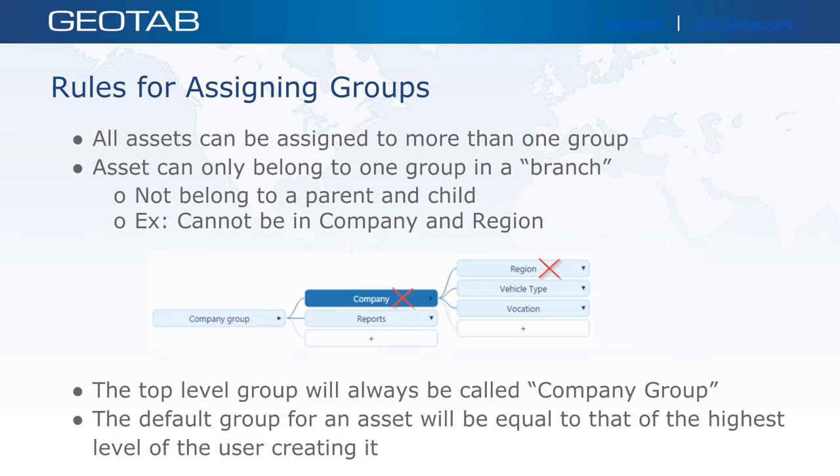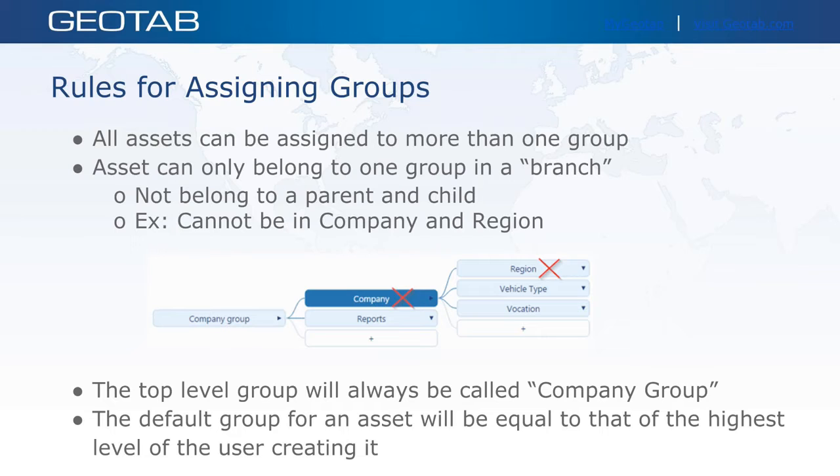We see here we've got company group, below that we've got region, vehicle type, vocation. The asset could belong to region as well as vehicle type because they're on the same level, but they can't belong to anything higher than them. So when you first get into a database, you're going to have a group called company group and nothing else underneath it. That's always going to be your top level.